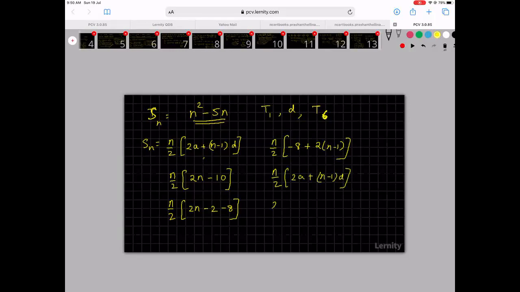Now look, it is of the format n by 2 into 2a plus n minus 1 into d. So what is 2a equal to? Minus 8. So what is a equal to? Minus 4. Then what is d equal to? Obviously 2. So now you got the value for a, you got the value for d. I'm asking you what is T6. So T6 is minus 4 plus 5 into 2. So T6 will become equal to 6. Lucky again, because the numbers were chosen such that it became equal to 6. So this is how you work with it.